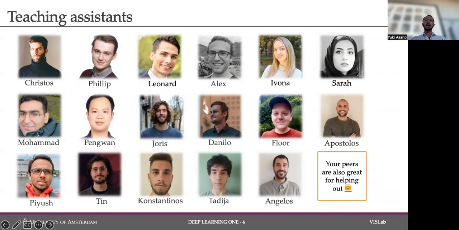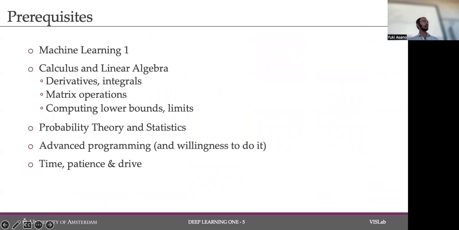The prerequisites have not changed from any of the last years. You should have seen them on the course catalog and so on. So this is machine learning one, which you all did very recently. We'll need some basic calculus and linear algebra. Importantly, we'll need some programming. This is very quick to pick up, but of course, everyone who has done a bit of programming knows the debugging is the most annoying part. So you need a certain willingness to do it. And that's why we have time, patience, and drive here as well. But trust me, the course is really worth it. In the end, you'll be looking back and saying, okay, I learned a lot from this course, and you get to apply it to many different topics as well.